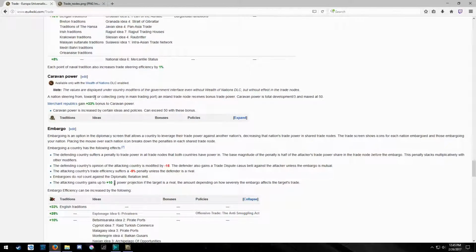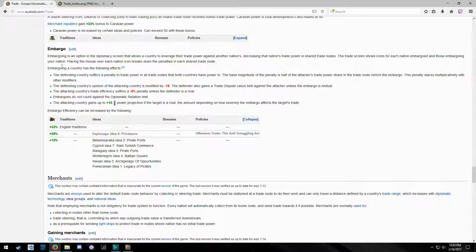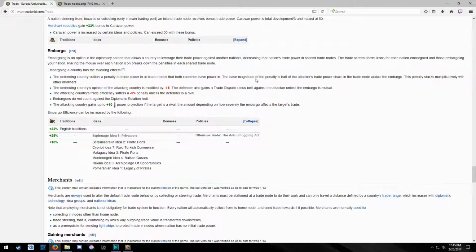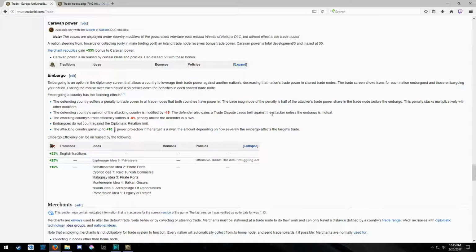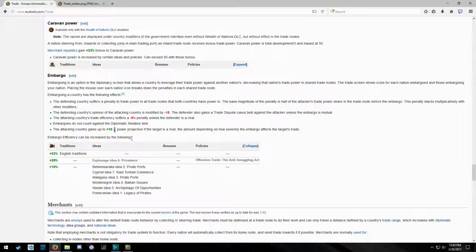Alright, Caravan Power. Basically Wealth of Nations DLC. Embargo is a trade action you can do against another country. You basically suffer a malus towards your trade power in all nodes.